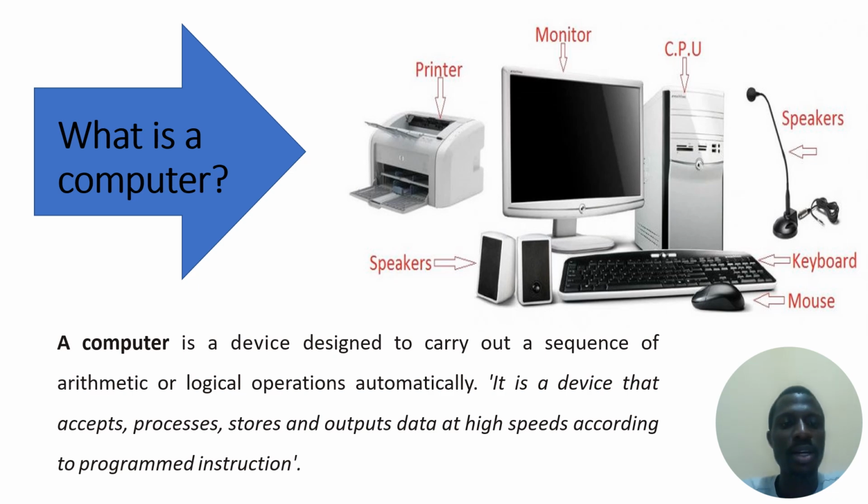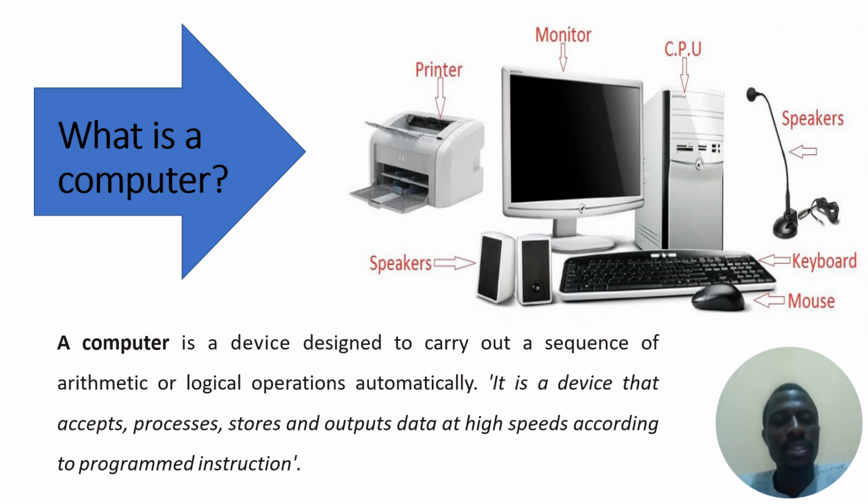What is a computer? A computer is a device designed to carry out a sequence of arithmetic and logical operations automatically. It can also be defined as a device that accepts, processes, stores, and outputs data at high speed according to program instructions. In simpler language, a computer is a device that can accept data, process it, and give out the output as information in a specified format.